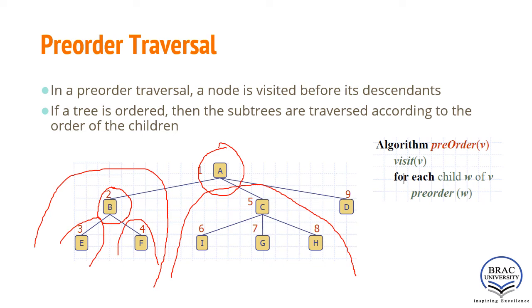So for this one, move to C, and as C is the root, we will visit the root. That is C, then I, then G, then H. And after these two subtrees are done, our target is this part. That is, this is the third subtree. So this is only one node left. So the last value will be D.